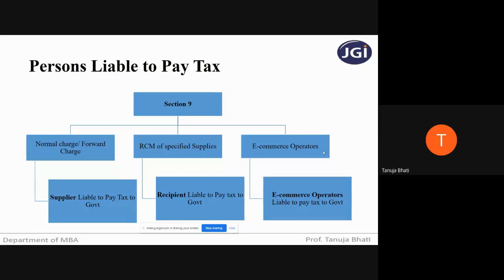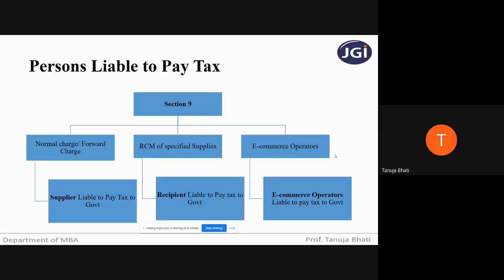operator. So in case of e-commerce operators, the liability to pay tax is not on the Samsung company, he is the supplier, not on you, you are the recipient, but it is on the e-commerce operator. That is, the Flipkart company is supposed to pay the tax to the government. So I hope you all have understood what e-commerce operators are. They are just providing an electronic platform for the suppliers to sell their products or services. So in case of any e-commerce operator, the liability to pay tax is neither on the supplier, nor on the recipient, it is on the e-commerce operator.